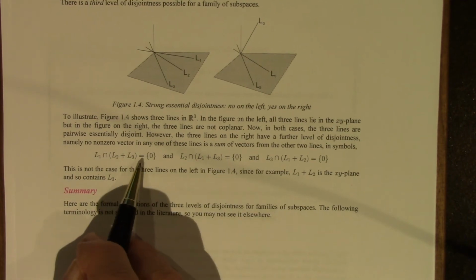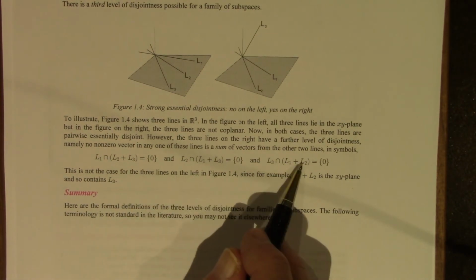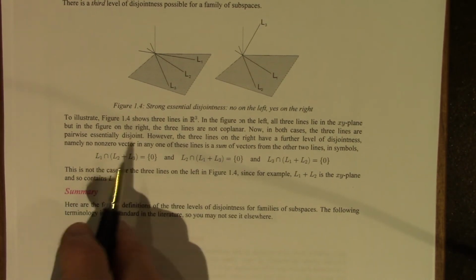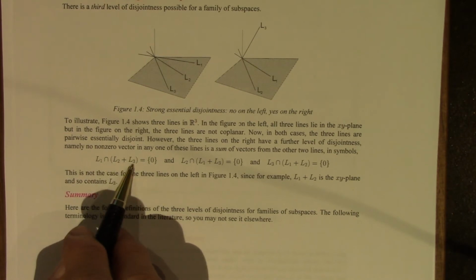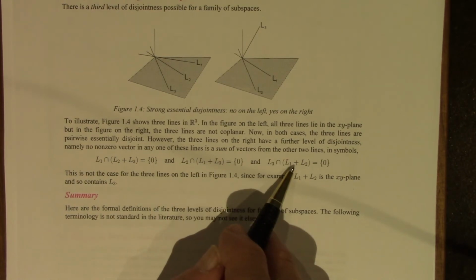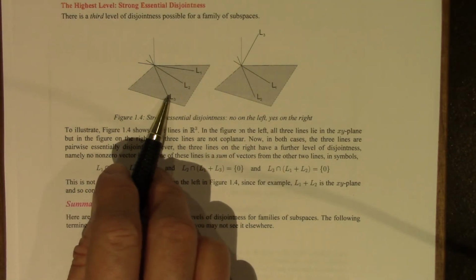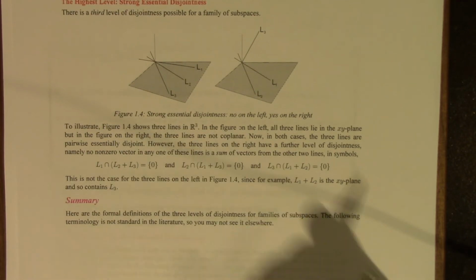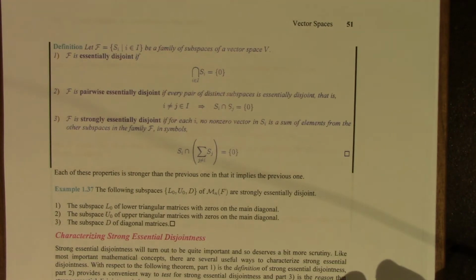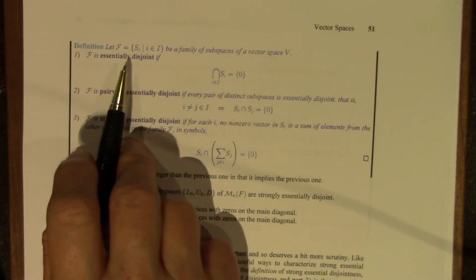Okay. So the lines or subspaces on the right here have this property. L1 intersected with the sum of L2 and L3 is trivial, and these are similar. That is a higher level of disjointness than simply pairwise essential disjointness. So in summary, we have these three levels of disjointness for a family of subsets.